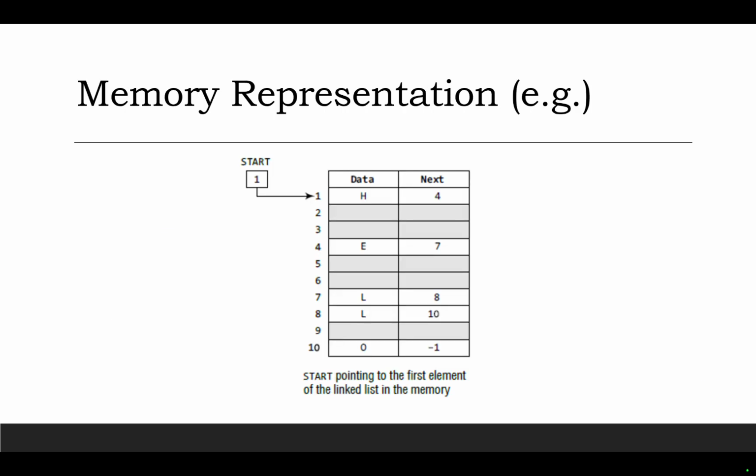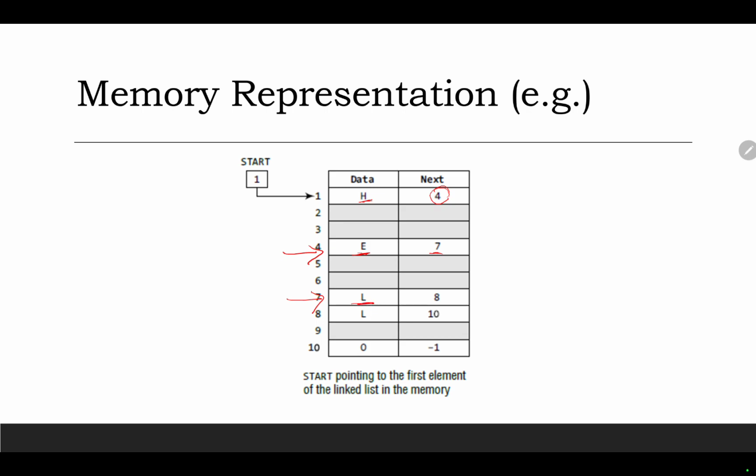This is the memory representation of the linked list. Here is the start node, and it contains the data H. In the memory space, the next column contains the address of the next node. What is the address? It is 4. At 4 it contains the data E. Then what is the address of the next one? It is 7.